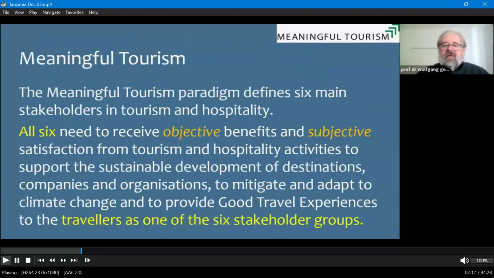Meaningful tourism is a paradigm which defines the six main stakeholders in tourism and hospitality, and says that all six need to receive objective benefits and subjective satisfaction. So jobs, income, regional development, but also happiness about encounters with visitors. This is necessary to support the sustainable development of destinations, companies, and organizations, to mitigate and adapt to climate change, and to provide good travel experiences to the travelers, as one of the six stakeholders, but not only for them.